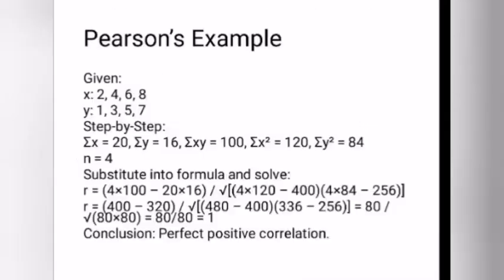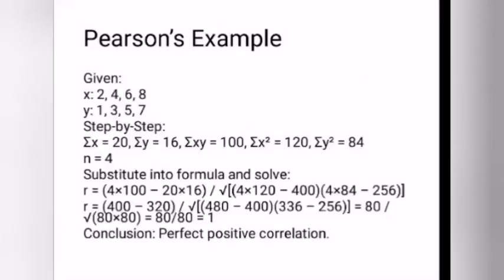So we'll solve an example now. Given x is 2, 4, 6, 8 and y is 1, 3, 5 and 7. The first thing you find is sigma x. You add 2 plus 4 plus 6 plus 8, and that's 20. Then the next thing you find is sigma y. You add all the values of y: 1 plus 3 plus 5 plus 7. That will give you 16. Then you would multiply x and y.